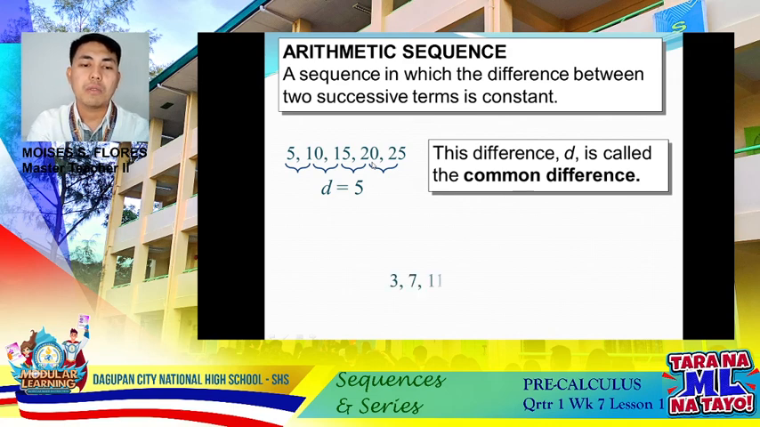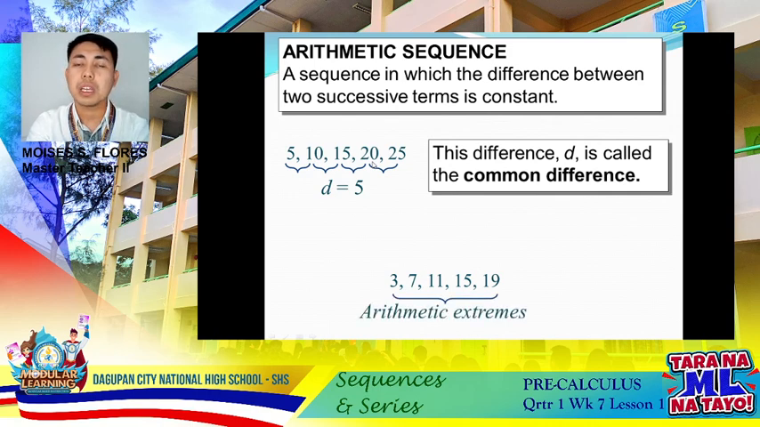One more thing to consider in an arithmetic sequence, for example 3, 7, 11, 15, and 19: the first and the last term are called the arithmetic extremes. The in-between terms, 7, 11, and 15, are called the arithmetic means.